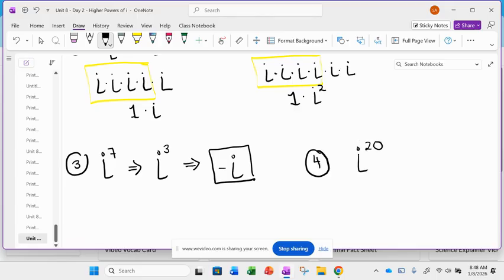Okay, what about i to the 20th power? Well, 4 goes into 20 how many times? 5. Is there any remainder? No. So what does that mean? It's just 1. You got it.